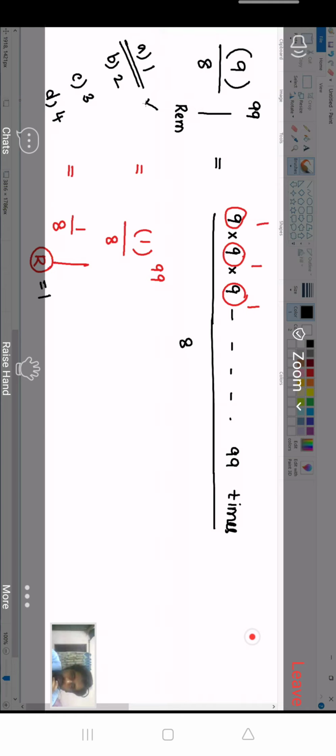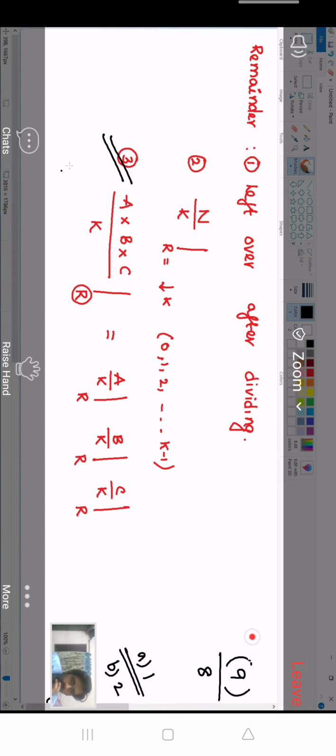So 9 power 99 is divided by 9. That is a point I want you to keep in mind, which I'm mentioning as point number 4: the remainder of a by b is going to be a itself if and only if the b value is more than the a value.